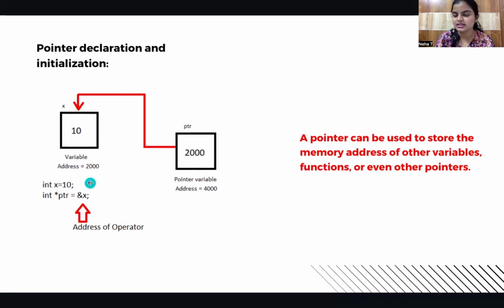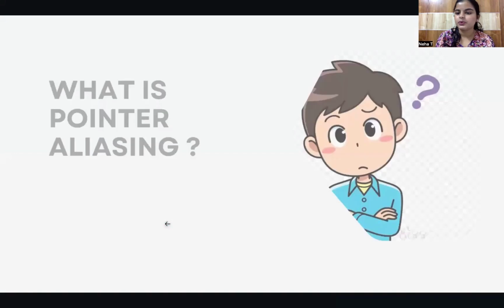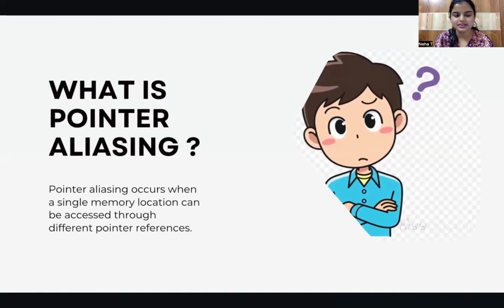int x = 10; int *ptr = &x; star is used for pointers. It stores the memory address of the variable x. So that is pointer declaration and initialization.